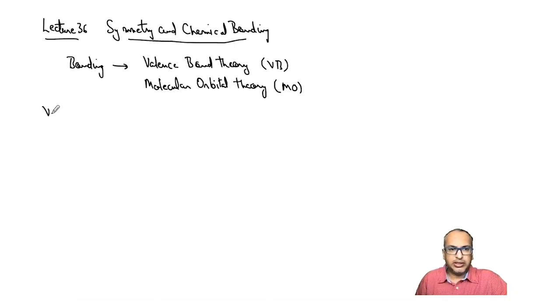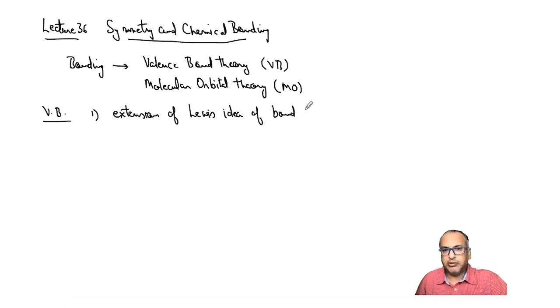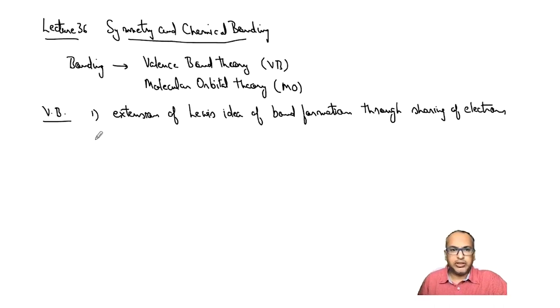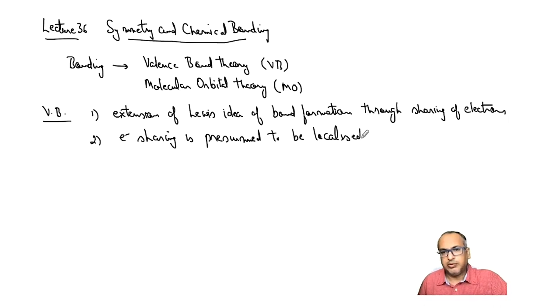Okay, so let us discuss what are the salient features of valence bond theory. Basically it is an extension of Lewis idea of bond formation through sharing of electrons, right? So electrons are shared to form a bond, then electron sharing is presumed to be localized between the pair of atoms which are interacting to form the bond.